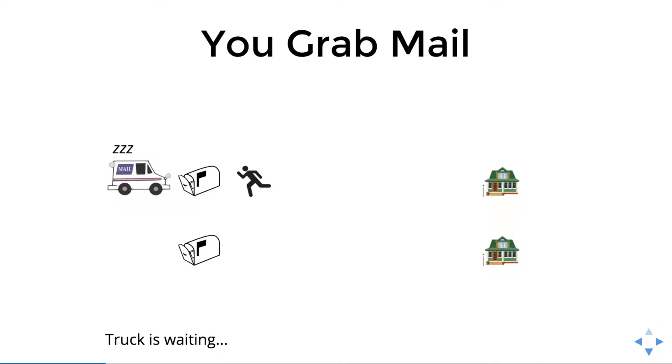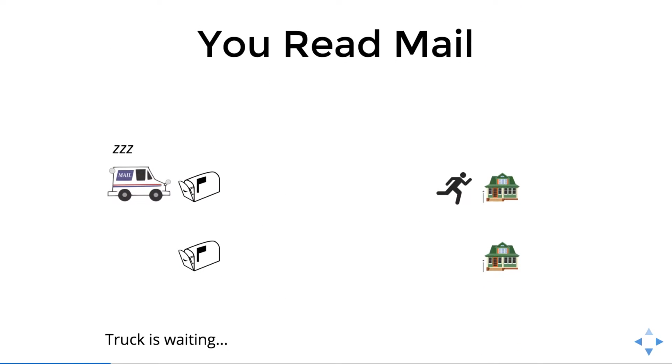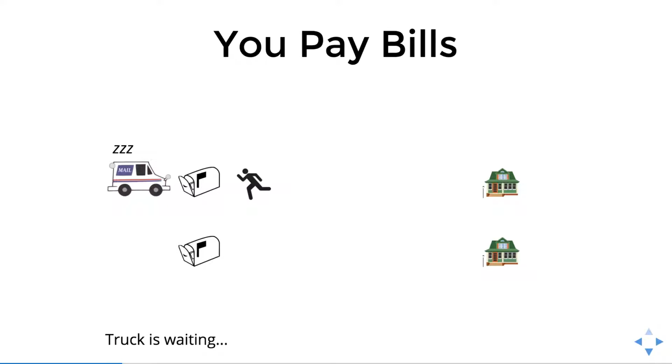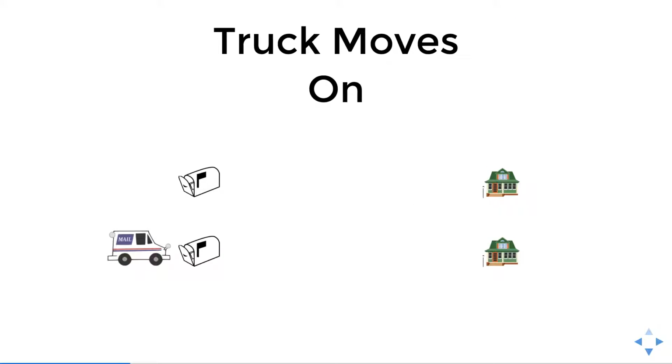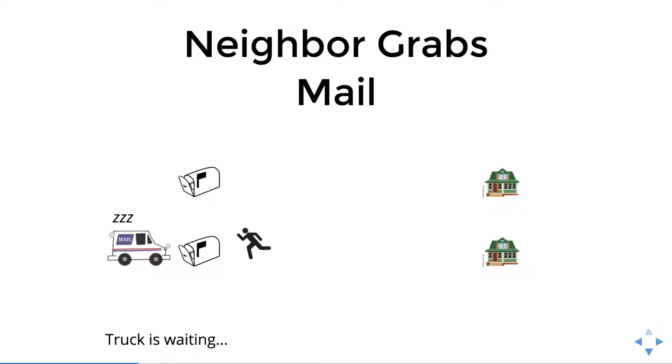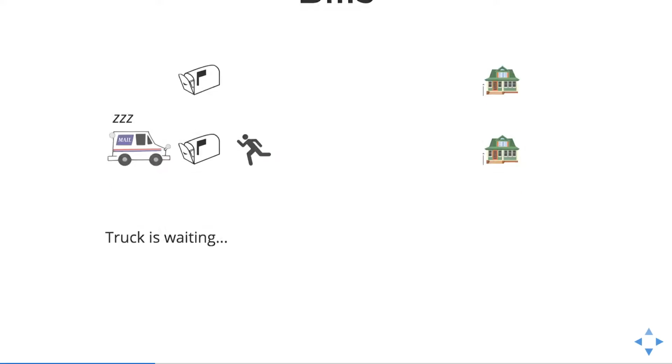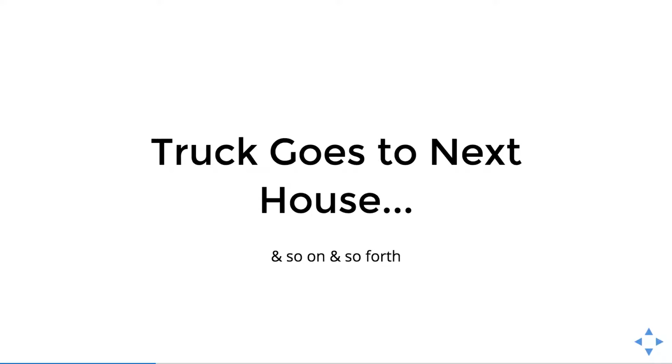Truck sits there and waits for you. You come out to the mail. You take your mail back to your house. You pay your bills. Truck's still waiting, just idle, right? Just waiting for you. And the truck moves on to the neighbor. Same thing happens. Truck's still waiting. Neighbor pays bills. Truck goes on to the next house, and so on and so forth.